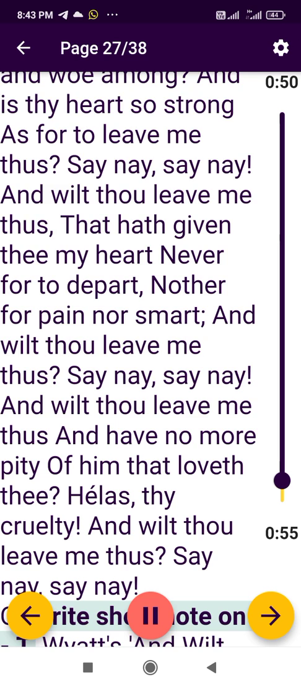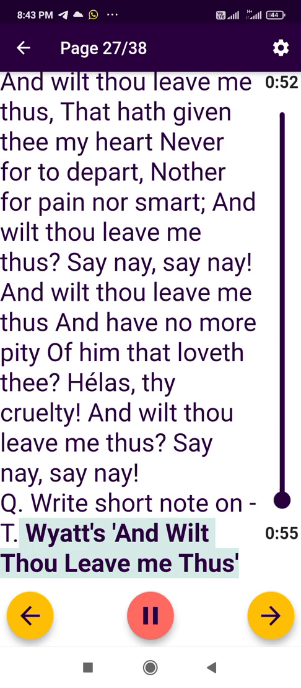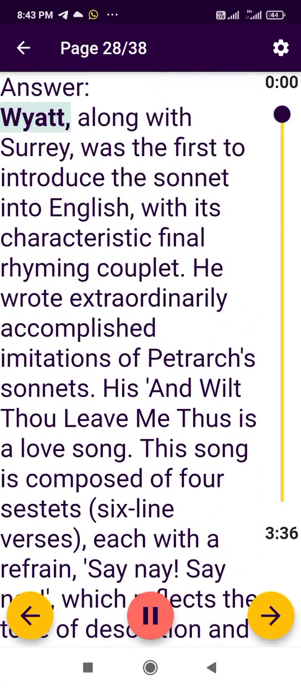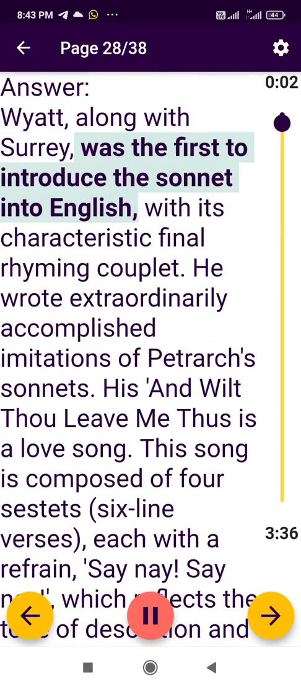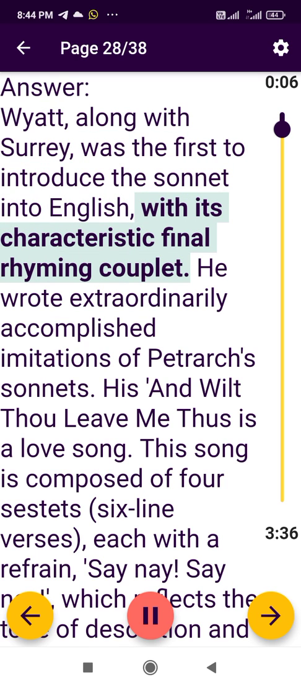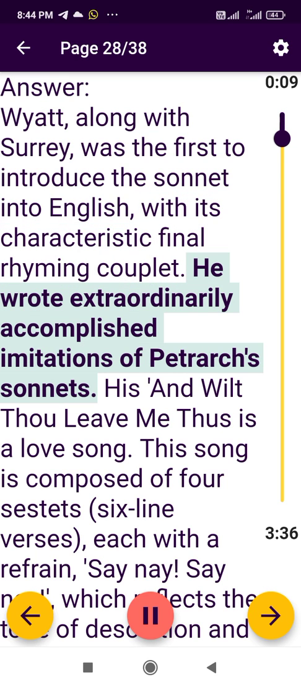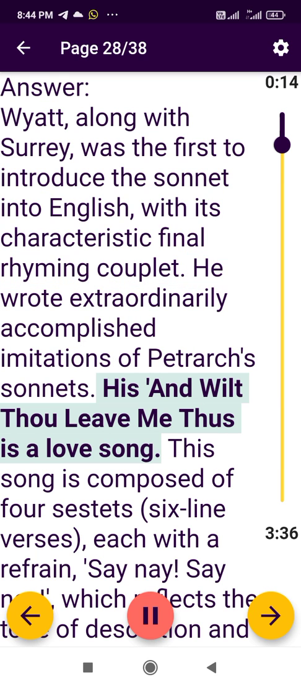Q. Write a short note on T. Wyatt's And Wilt Thou Leave Me Thus. Answer. Wyatt, along with Surrey, was the first to introduce the sonnet into English, with its characteristic final rhyming couplet. He wrote extraordinarily accomplished imitations of Petrarch's sonnets. His And Wilt Thou Leave Me Thus is a love song.